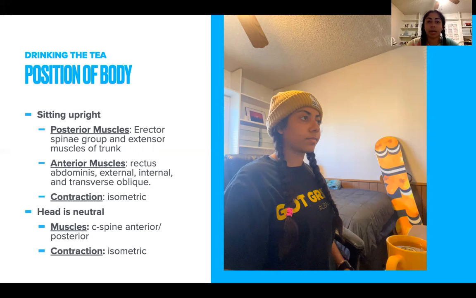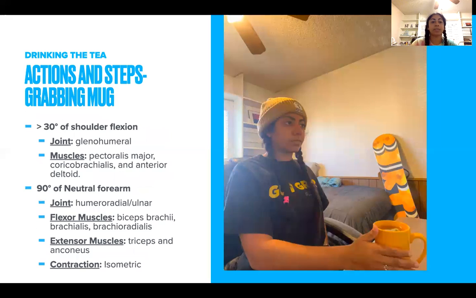All right, so now we're going to move on to the action steps. The first one we're going to be talking about is grabbing the mug. Starting from the shoulder, the action step to grab the mug consists of using the glenohumeral joint. Since there is approximately less than 30 degrees of shoulder flexion to grab the mug, we can rule out the scapula and determine the prime mover to be the pectoralis major, coracobrachialis, and anterior deltoid.